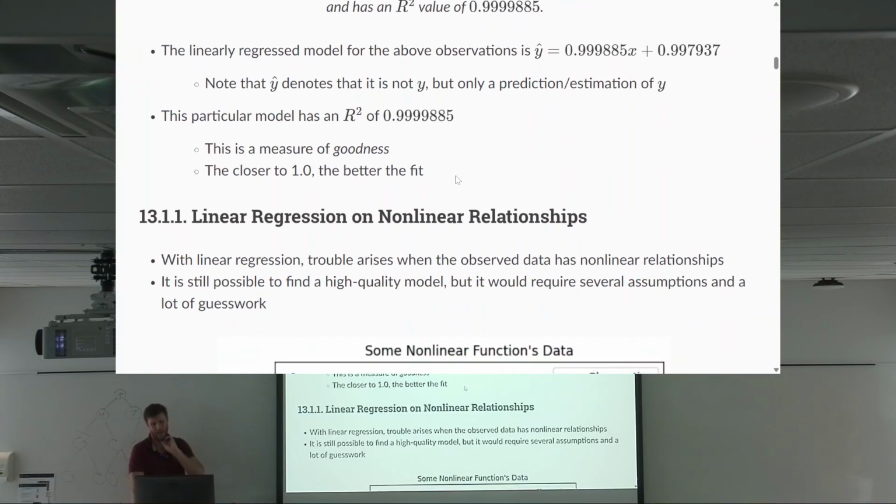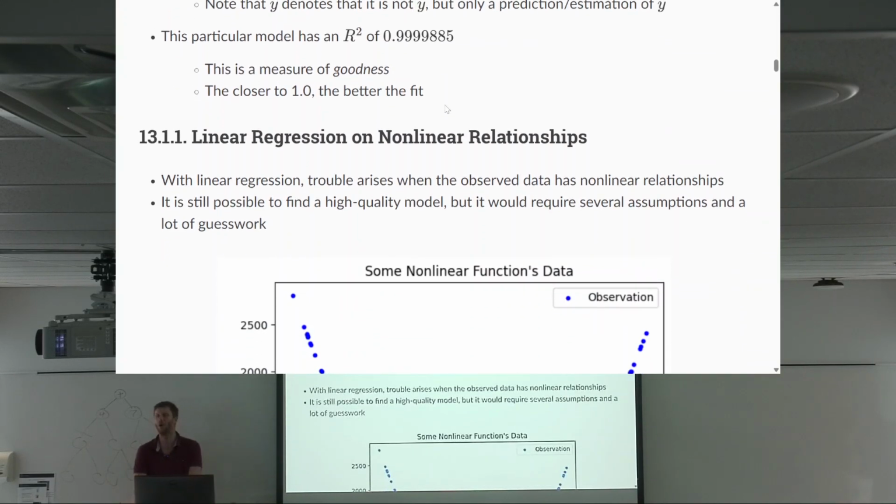Okay. This particular model has an R squared of 0.9998, and so on. This is a measure of goodness. The closer to 1, the better. R squared is a typical thing that you would look at when doing regression analysis to ask, how good was it? The closer it is to 1, the better. If you get something like that, you probably did something wrong because it's too good to be true.